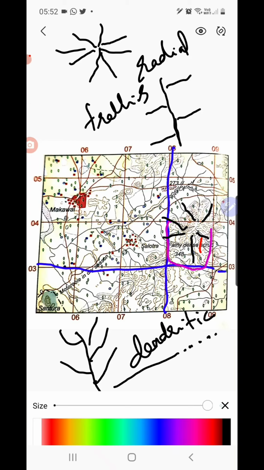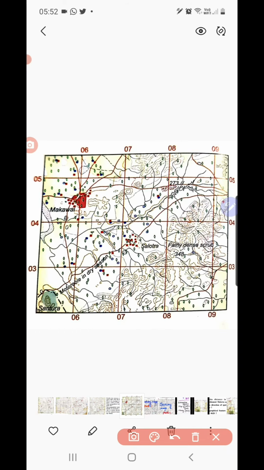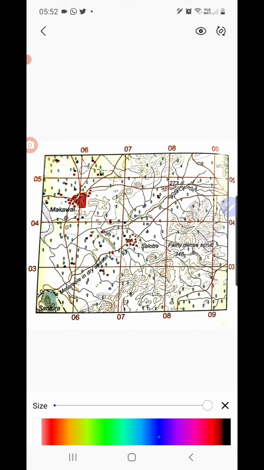Then the next grid square is 0703. Let's see 04, 0704. Here you see which grid is coming, this particular grid. In this, let's see the pattern. Here you see the pattern. So this is called a trellis. This is the trellis pattern.